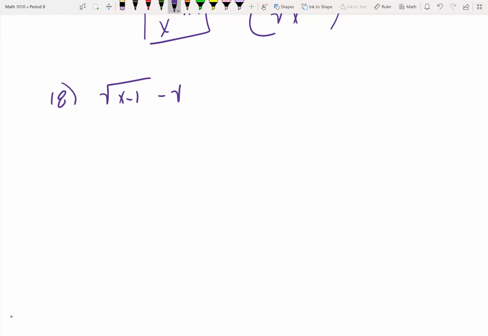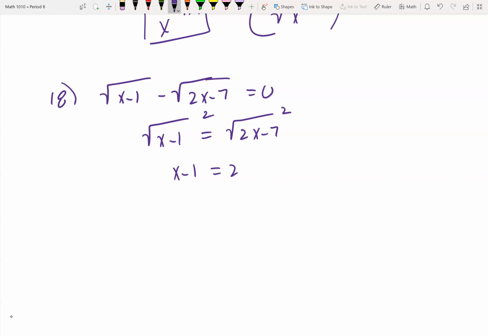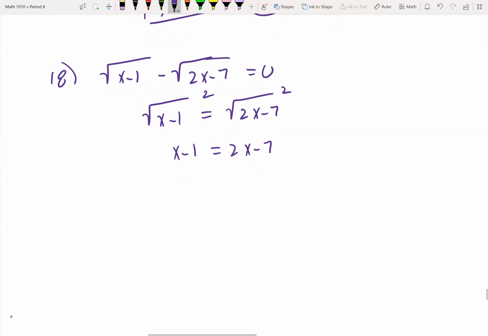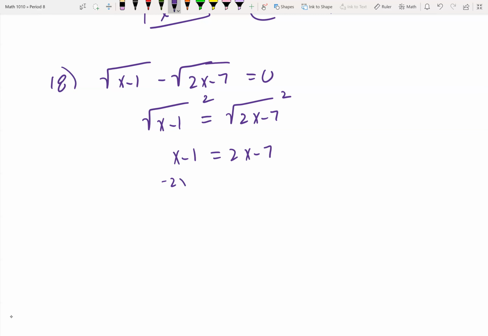So if you have two square roots and you're trying to solve and they're on the same side, you've got to get them away from each other. So it's the square root of x plus 1 is equal to the square root of 2x minus 7. Then I square both sides. So x minus 1 equals 2x minus 7. Pull the 2x over, it becomes a negative. Pull the 1 over, it becomes a positive. So I have negative x equals negative 6. Change my signs, x equals 6.